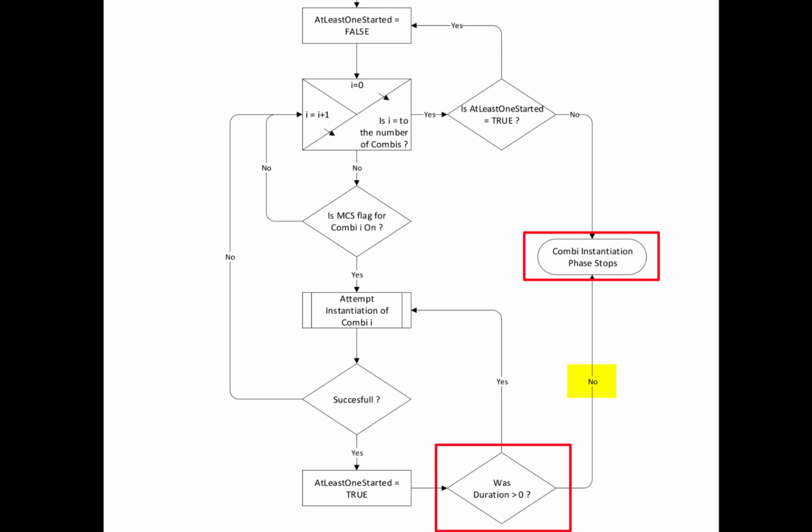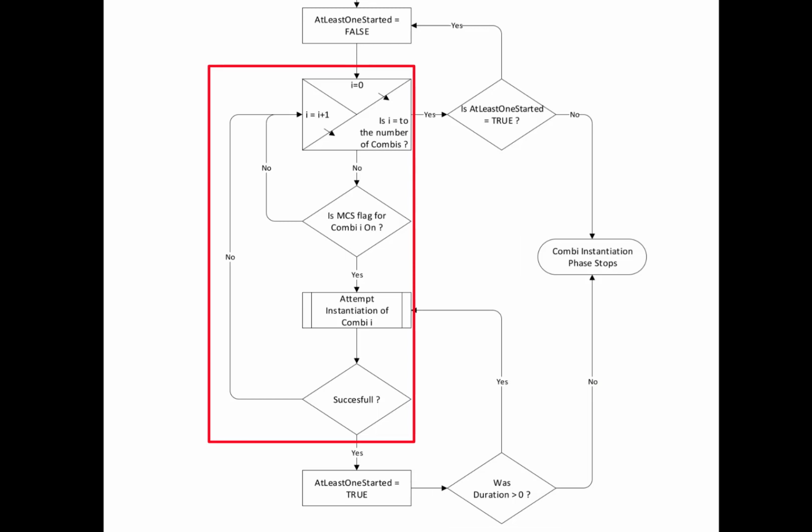This is a very important point because it illustrates that dummy activities that have 0 duration are treated differently from activities that have durations greater than 0. For dummy activities, Stroboscope terminates the Combi instantiation phase immediately so that it can release the resources taken up by the dummy activities in order to be able to start other activities at the same time without advancing the clock.